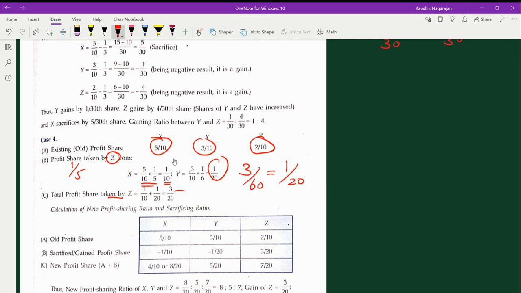So far, we have completed two things. We have found out the sacrificing ratio, and we have found out the new ratio of the partners. We are yet to find out the new ratio of the remaining person. So the old profit shares of X, Y, and Z are 5 by 10, 3 by 10, and 2 by 10. Now the sacrifice or the gain information is also available in the problem, as we have derived just now.